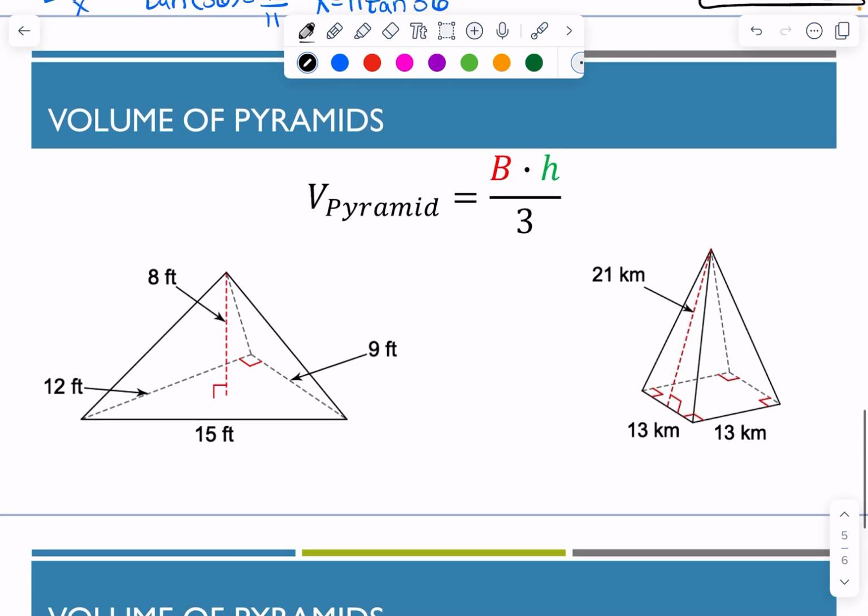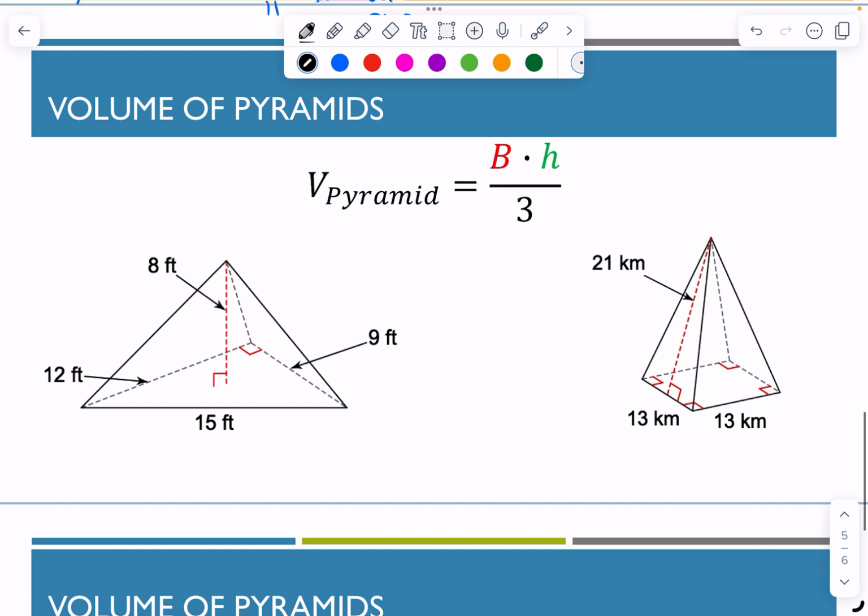So now let's move to volume. Now, on volume, there's a difference here. This is where we come back to the height of the pyramid. So this is no longer the slant height. This is the height, the one dropping from the vertex to the base, perpendicular to the base, down the middle of the pyramid. And the formula goes, the area of the base times the height of the pyramid divided by 3.